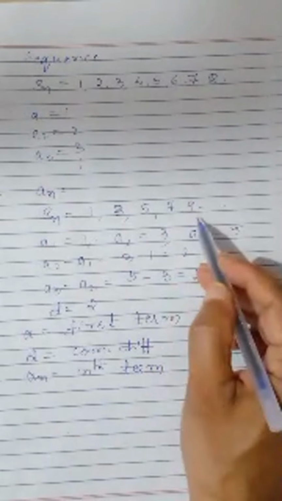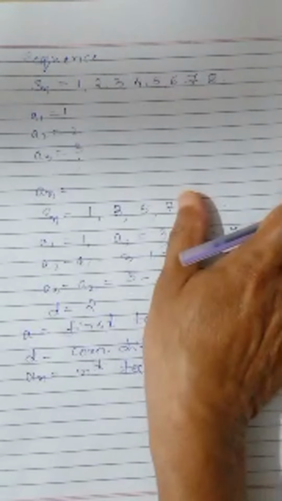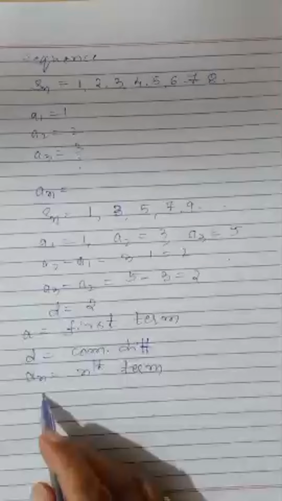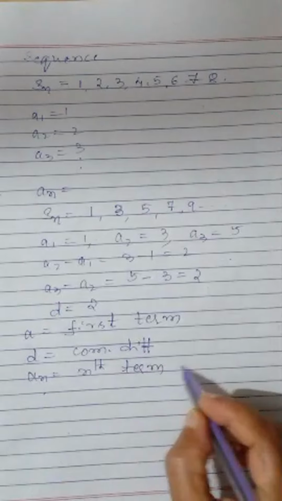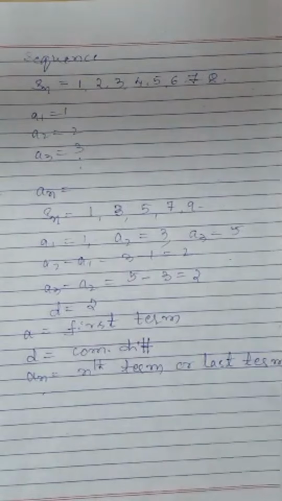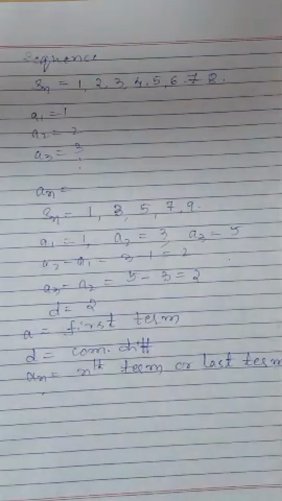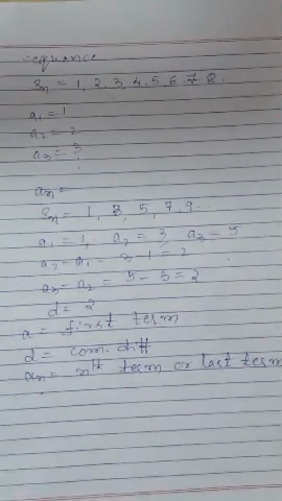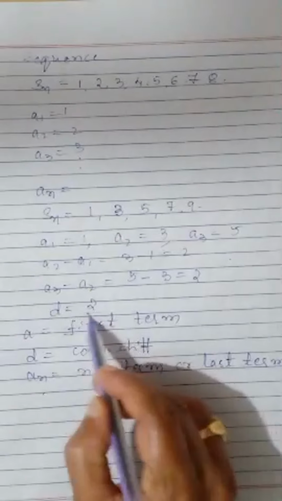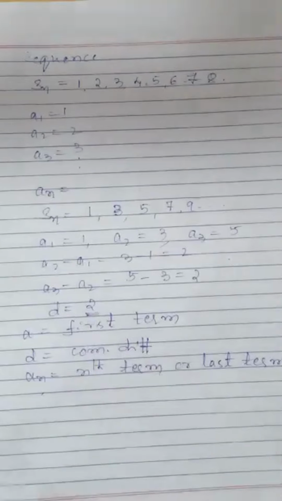Why? In a sequence of 5 terms, the last term is 9. In a sequence of 4 terms, the last term is 7. This nth term is also called the last term. In this way you study progression. A sequence is said to be an arithmetic progression if the difference between any two consecutive terms is the same. The common difference is denoted by d. In that way, you have to understand the progression.